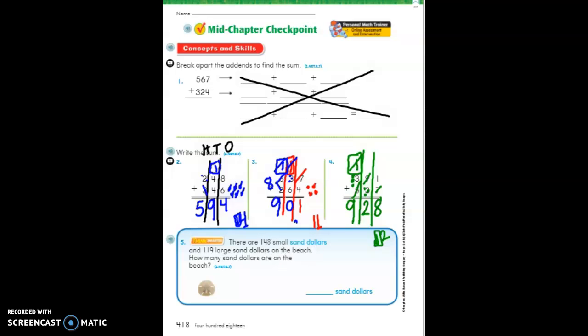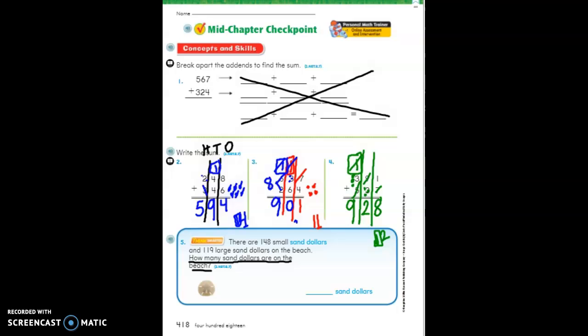All right, we're going to look at number 5 together. It says there are 148 small sand dollars and 119 large sand dollars on the beach. How many sand dollars are on the beach? So I have to think about what this problem is asking. It's telling me that there's some small sand dollars and some large sand dollars. And then the question is asking how many sand dollars are on the beach. So they want to figure out how many total sand dollars there are on the beach.